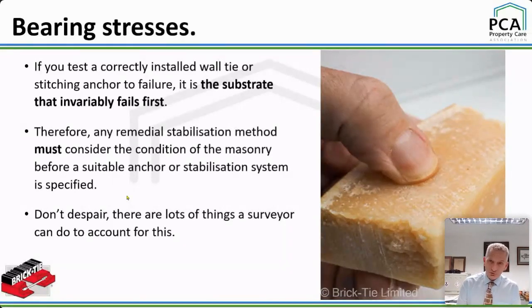It's always the structure that fails first. It's never the fixing or the tie. Because you've got a hard thing pulling through a soft thing. You cut cheese with a cheese wire, and to some extent, remedial wall ties, helibars, various things, if you overload them, they will just cut through the bed joint. They won't hold the wall up.